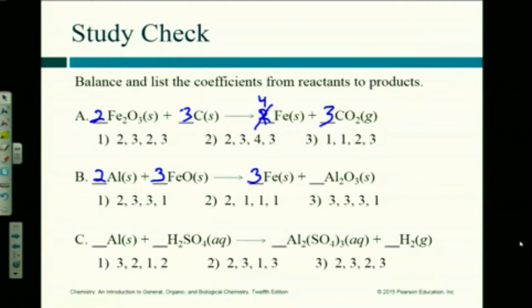Okay. 1 aluminum, 2 aluminums. Put a 2 here. What else? Sulfate. 2 sulfates, 3. How many hydrogens? 6. 3 on this side. Now I have 6 hydrogens. 3 times 2 is 6.